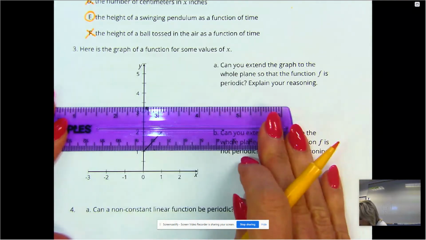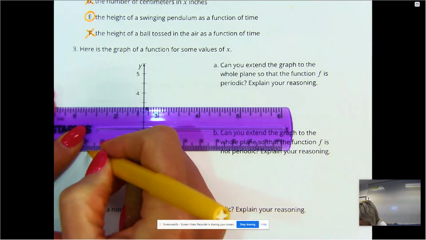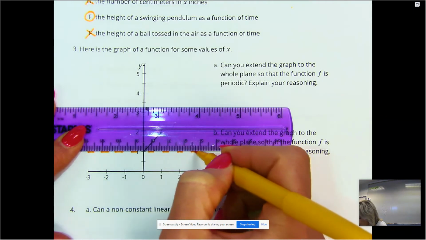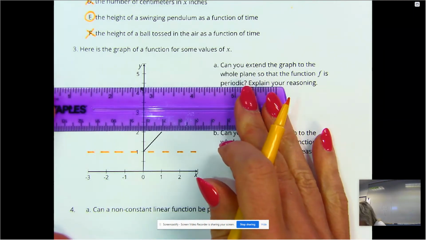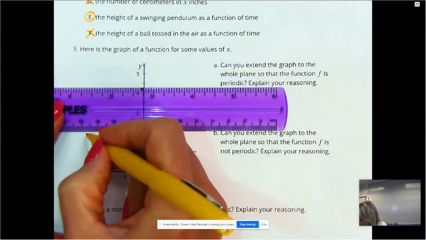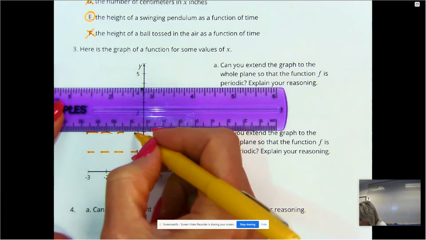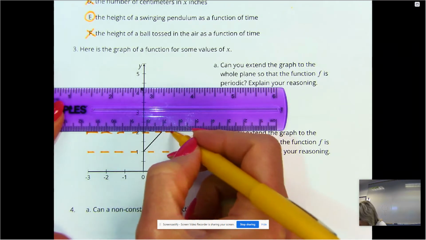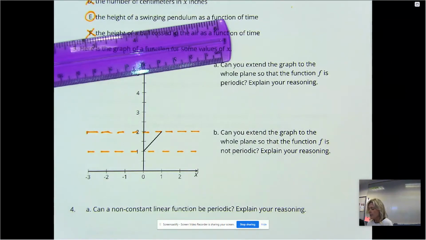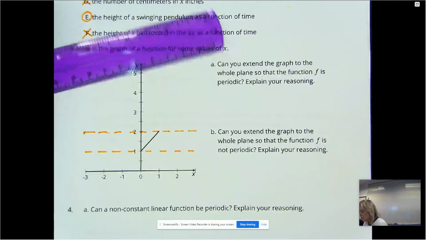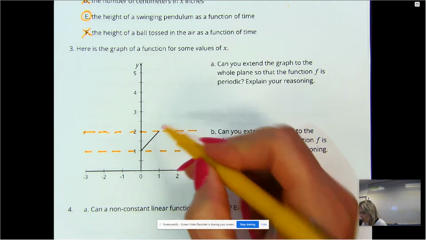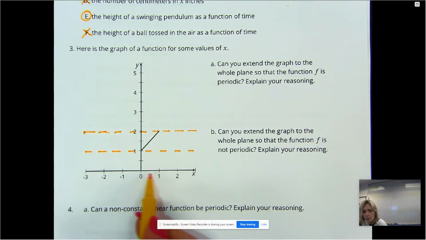So these are just guidelines since it's not already gridded for me. So I can kind of see if I want to make this periodic, then I'm going to have that little section of the graph repeat over and over in the same amount of space. So it goes from 1 to 2 in an interval of 1.